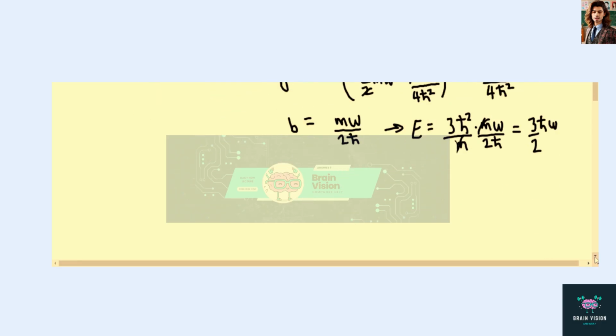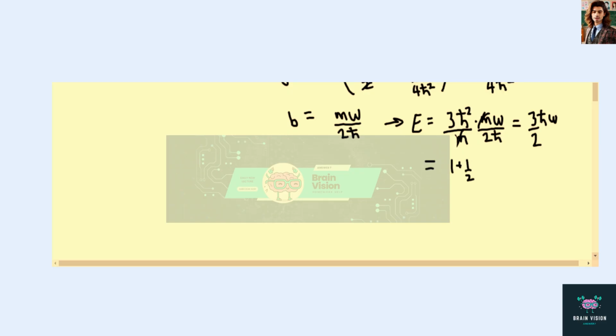Now this is actually the energy for the first excited state, because you can write this 3 halves as 1 plus 1 half. So this is the first excited state of the harmonic oscillator.